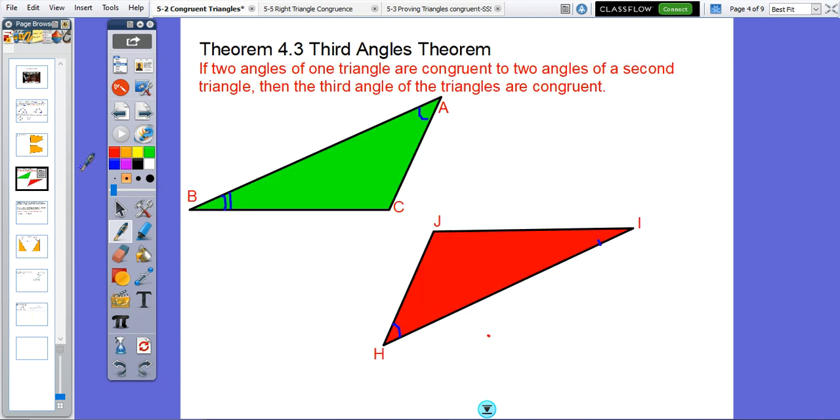Now, this leads to our theorem for the day. We're really talking about one theorem. This is it right here. This theorem says if I have 2 angles of a triangle congruent to 2 angles of another triangle, then by default, the third angles have to be congruent as well. That's true because there's only a finite number of degrees in a triangle, and if 2 of them are exactly the same, then the third ones have to be the same because there's only 3 in the triangle.